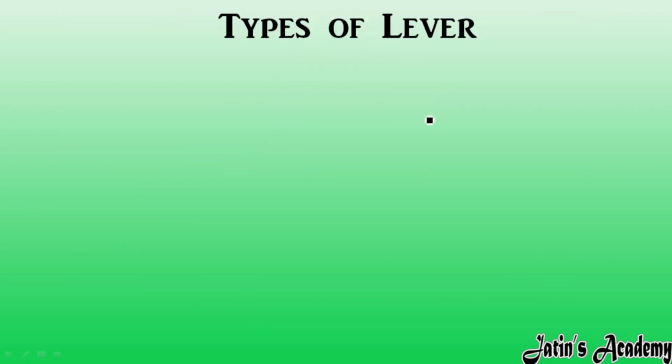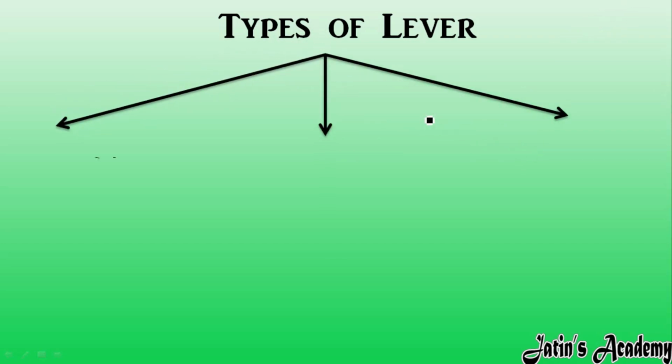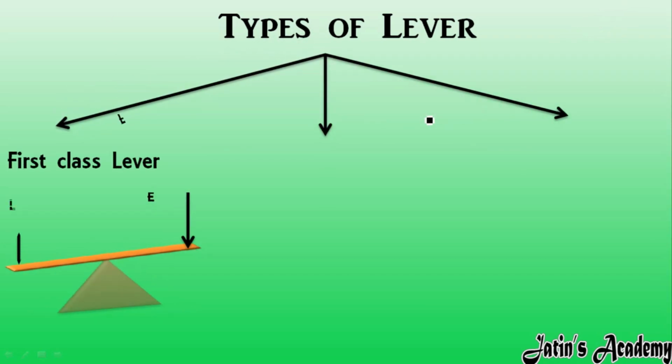Next we are having types of lever. In this class we are going to study the three kinds of lever. First is the first class lever. In all class levers the arrangement is the same; the only difference is in the arrangement of the load, effort and fulcrum. So in a first class lever we are having a rigid rod which is supported at some fixed point. Fine, and this fixed point is known as the fulcrum.